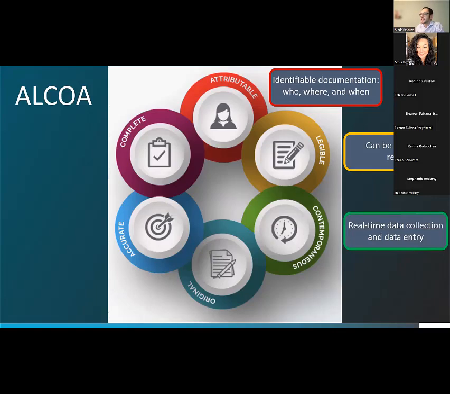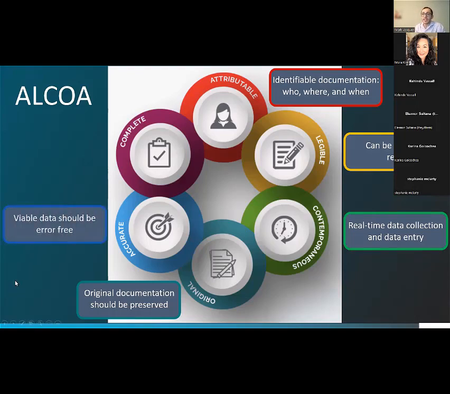Contemporaneous is the data collected and then entered in real time. So the idea here is that the longer the period of time that spans between when it's collected and when it's entered into the database, the more you're increasing the chance for error. So maybe if it was on a source document, you're increasing the chance that you would lose it. So we want to get those as close to each other as we can. Original, we never destroy source documents. So the original documentation should always be preserved.